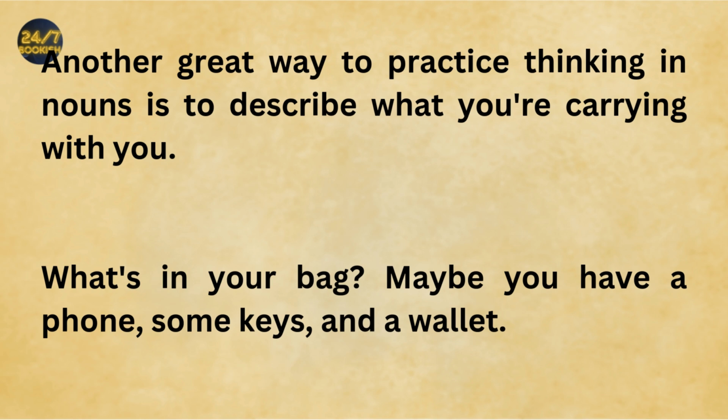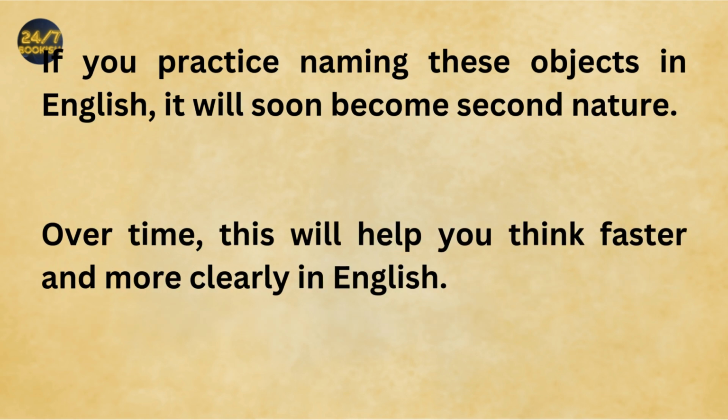Another great way to practice thinking in nouns is to describe what you're carrying with you. What's in your bag? Maybe you have a phone, some keys, and a wallet. If you practice naming these objects in English, it will soon become second nature. Over time, this will help you think faster and more clearly in English.